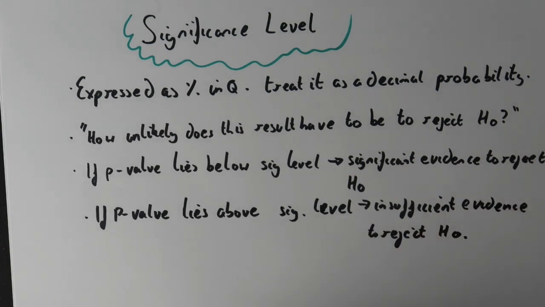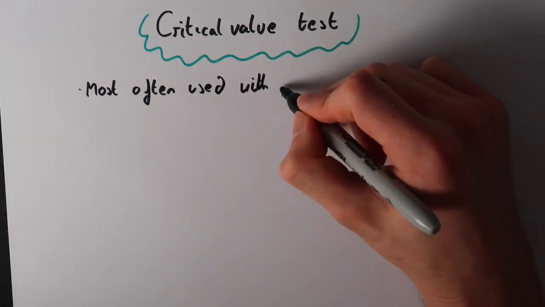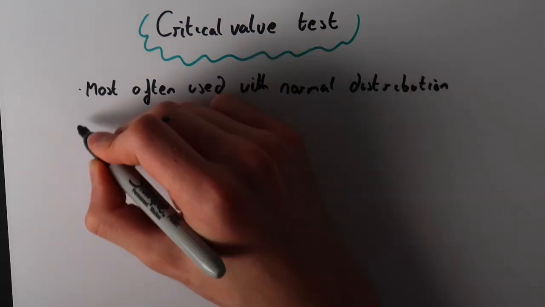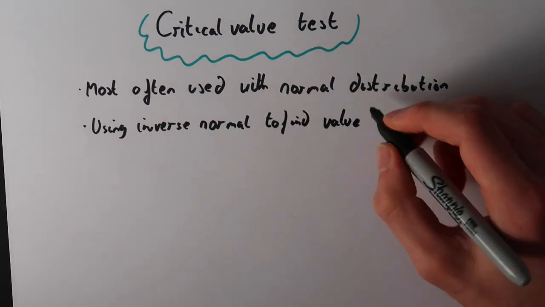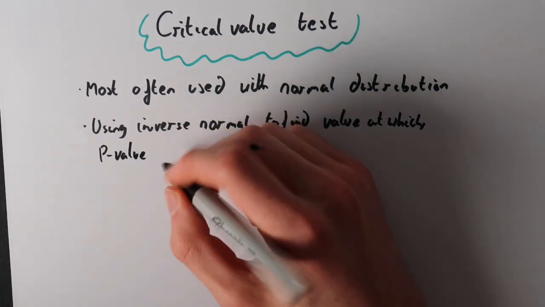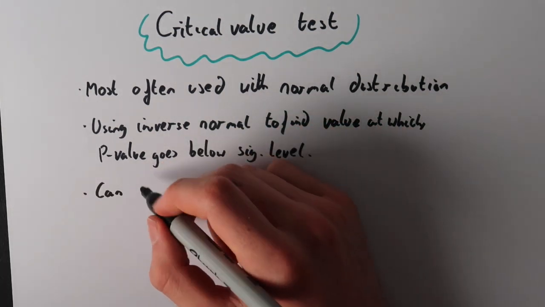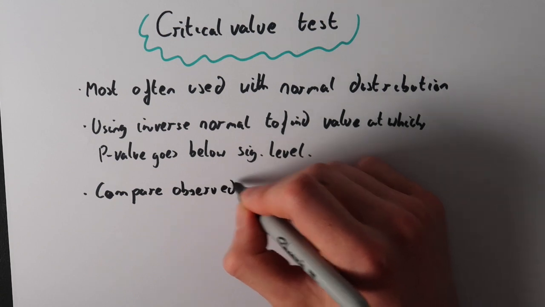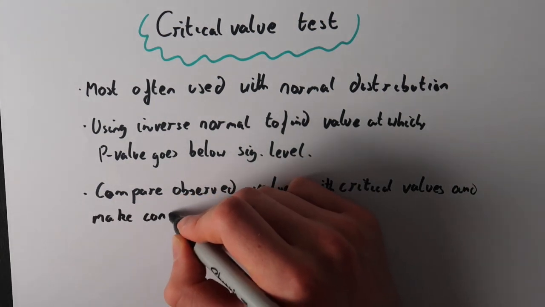An alternative to using the p-value that you can use for the normal distribution is the critical value method. This is simply using the inverse normal function to see at what value the probability of a result would be lower than that of the significance level. You can then compare your observed data to your critical values and make a conclusion based on which side of the value that they lie.